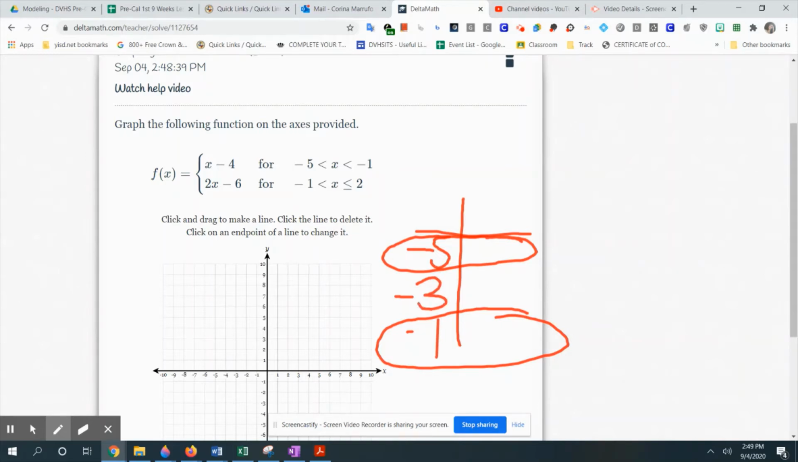And then the same thing for the 2x minus 6, you're going to have to pick points between, it says -1 and 2.